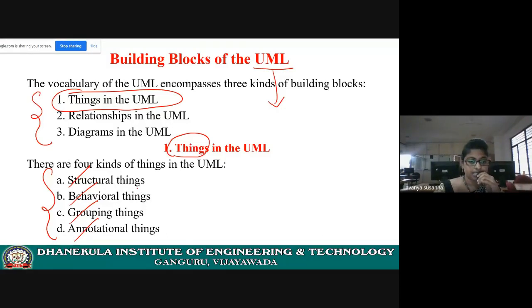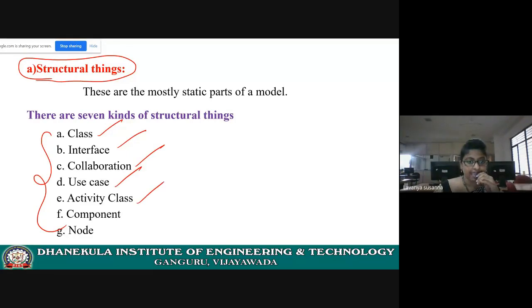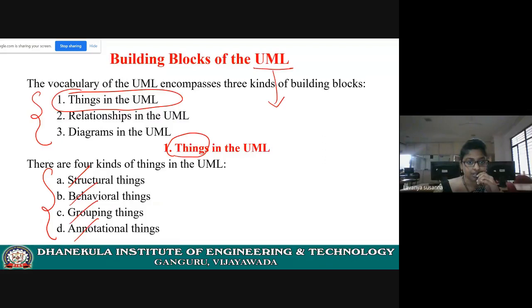Okay, now let us see each and everything. Structural things are static parts, static things, which represent the physical elements of the system. Class, interface, first list out like this. Don't write explanation, first list out: class, interface, collaboration, use case, active class, component, node. First list out, then explain each and everything. See how many structural things are there: 1, 2, 3, 4, 5, 6, 7. Seven structural things are there. How many things are there in total? Four things.